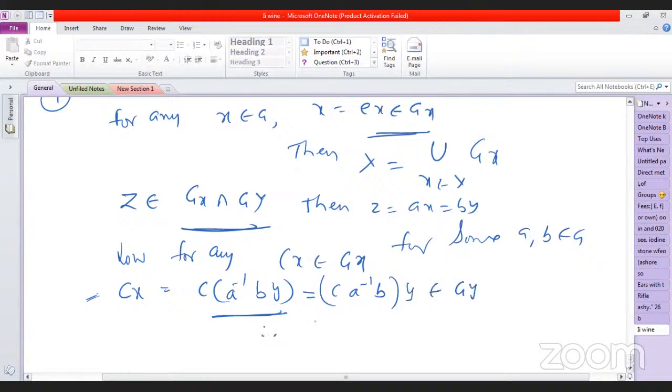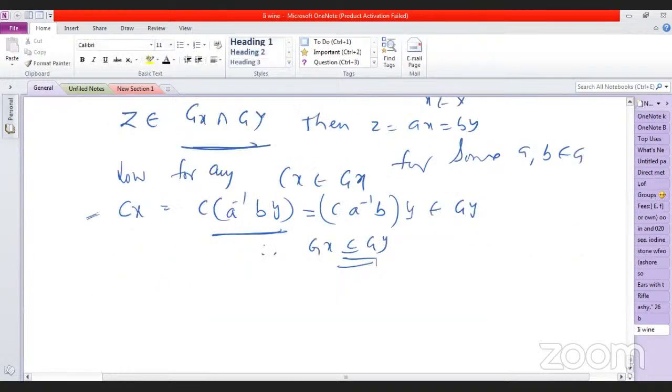So therefore, Gx is a subset of or equal to Gy. That condition may be satisfied. Gx subset of Gy. So therefore, is Gx equal to Gy or not? Yes, sir. So therefore we can write here Gx is equal to Gy.